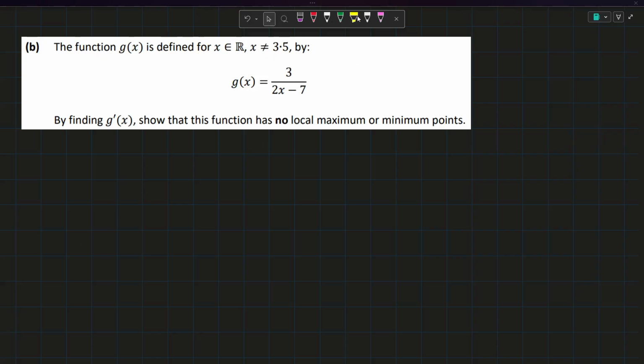For part B, we're given a different function, and we're told to find the derivative g prime of x and use that to show that it has no local maximum or minimum points. So remember that local maximum and minimum, that is when g prime of x, the derivative, is equal to 0. So let's find the derivative of this thing and let it equal to 0 and see what happens. So there's a few ways you could use this. You could use the chain rule or you could use the quotient rule. I'll use the quotient rule because it's probably more straightforward.